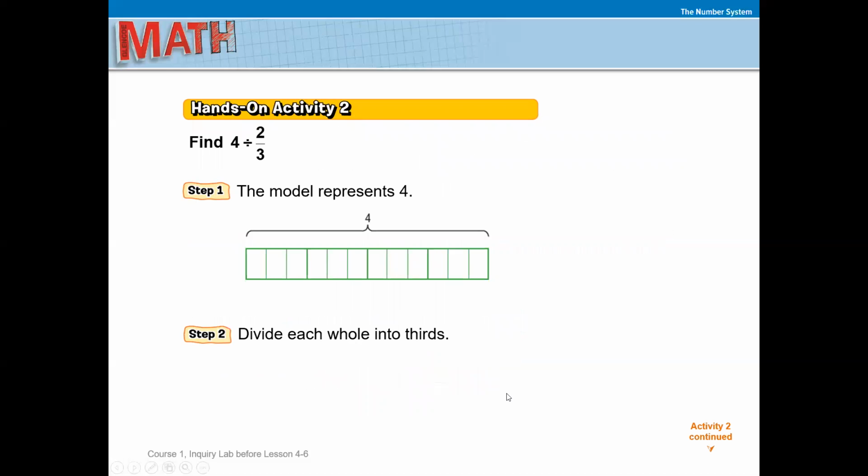4 divided by 2/3. The model represents 4. Divide each whole number into thirds, each whole. So we see that here's a whole and they've divided into 3 pieces. The second whole, the third, and the fourth. So the whole bar represents 4 wholes, and we've divided each whole into thirds.